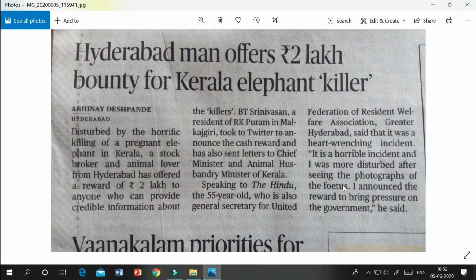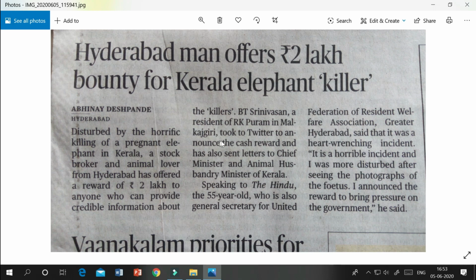Now next sentence. I announced the reward to bring pressure on the government. So this person says after he saw those disturbing photographs, he decided to announce the reward to bring the pressure on the government. Here I is subject, announced verb, the reward noun, to bring pressure on the government, this is called to infinitive. Now the last sentence, he said, this is the small sentence, he subject, said verb.